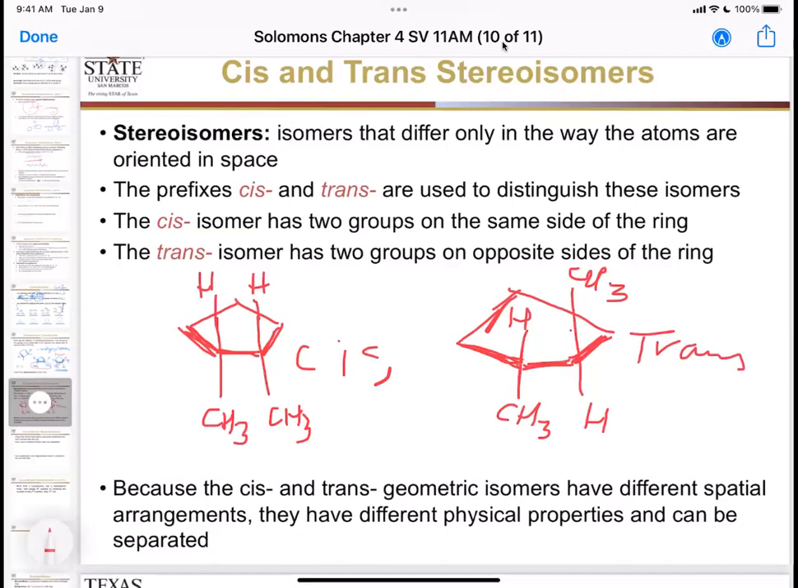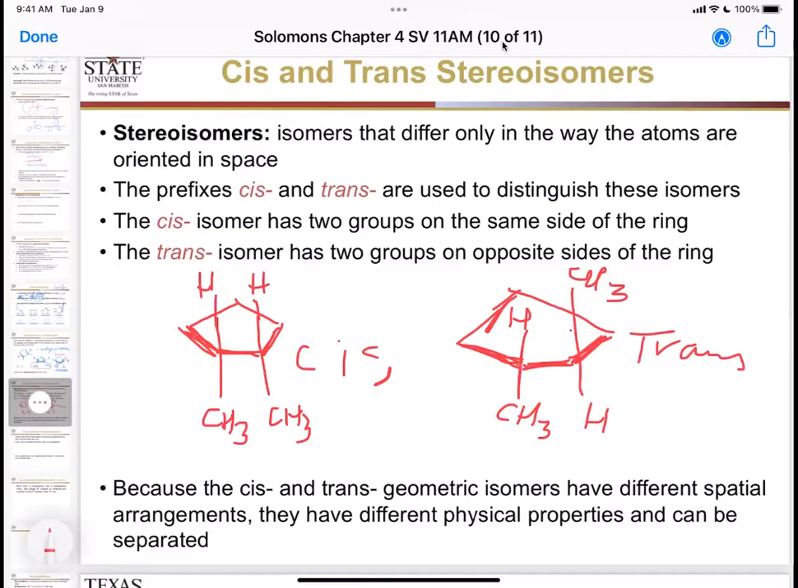Is this the cis isomer or trans isomer? Or, what's the name of this? This is the cis-1,2 dimethyl cyclopentane. Or this is the trans-1,2 dimethyl cyclopentane. So what if they're not right next to each other?